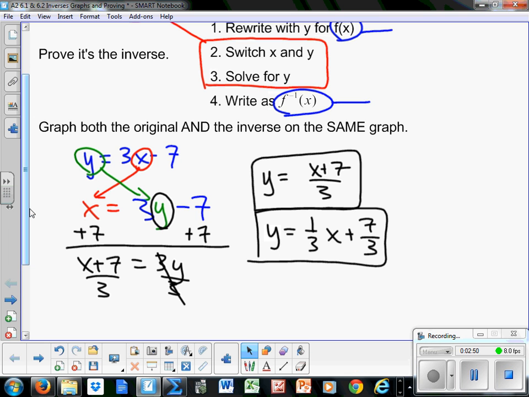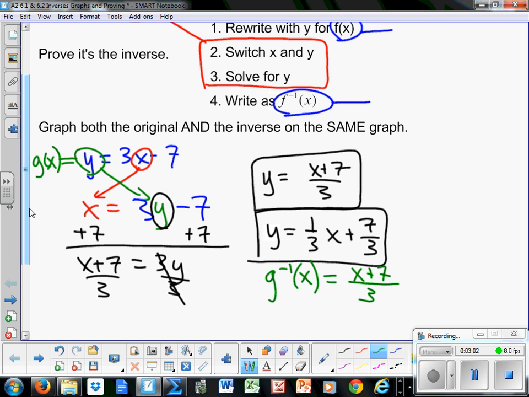Now, the only other catch is if this had started out as g of x, then at the end we'd be writing g inverse of x equals whichever one of these you like. Okay, that is it for how to find an inverse. At some point you'll deal with more complicated equations where it might take more effort to get y by itself, but this is where we're at right now.